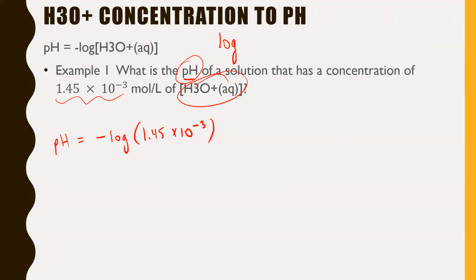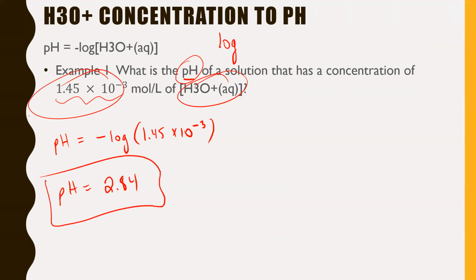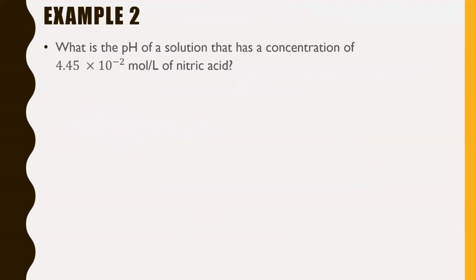That is going to give me, and we'll just round to 3 sig digs because that seems to be what's in the question. pH equals 2.84. So 2.84 would be the pH if this was your H3O positive concentration. Fascinating, I know, totally exciting.